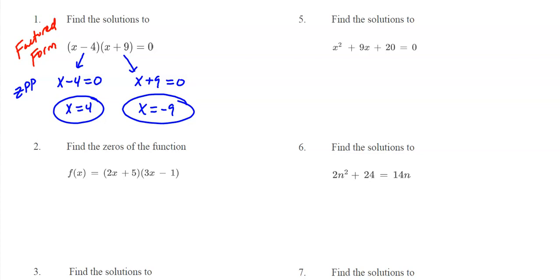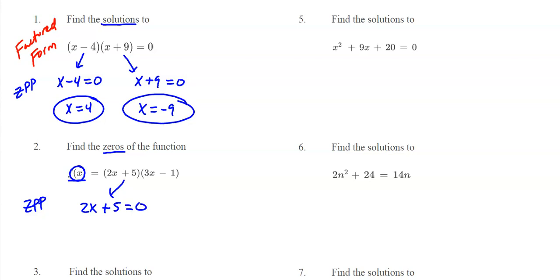This one says find the zeros of the function. This one said find the solutions, function notation. Sometimes they'll say zeros. I just wanted you to be familiar with it. So when you find the zeros of the function, that means you make the function equal 0. Same move, ZPP. This one's a little tougher because I do have to solve it a little bit.